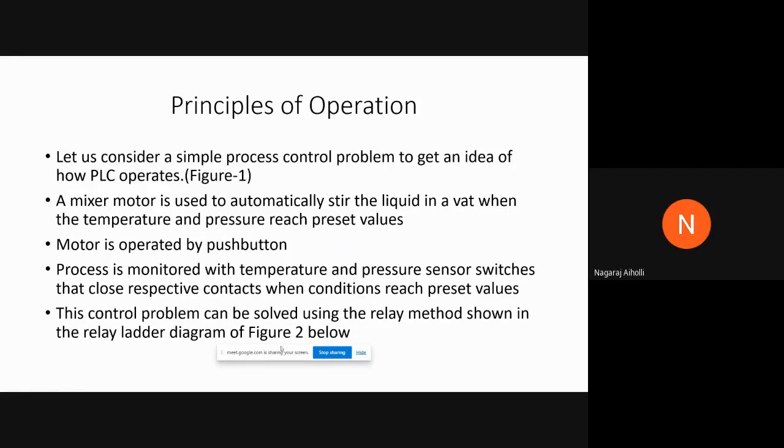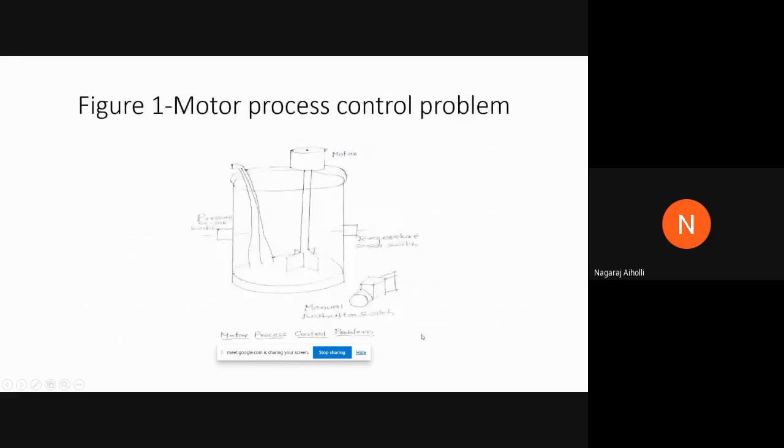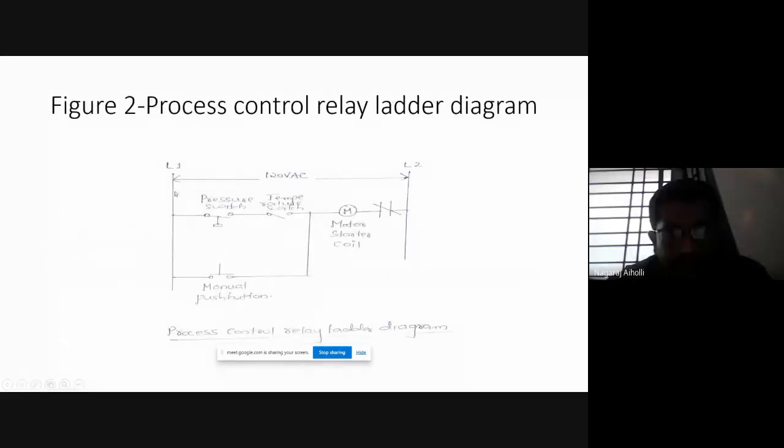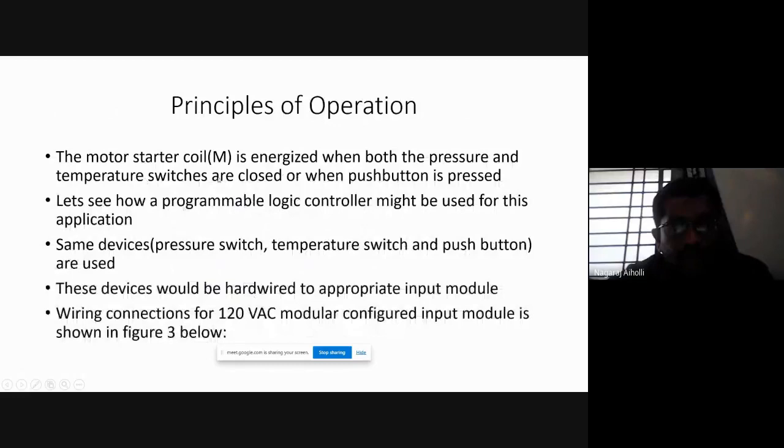Okay. So this control problem can be solved using the relay method. So this is the relay ladder diagram, using the wiring connections with the relay switch. It's called a relay ladder diagram. Okay. Then the motor starter coil M is energized when both the pressure and temperature switches are closed or when the push button is pressed. So that's the OR condition.